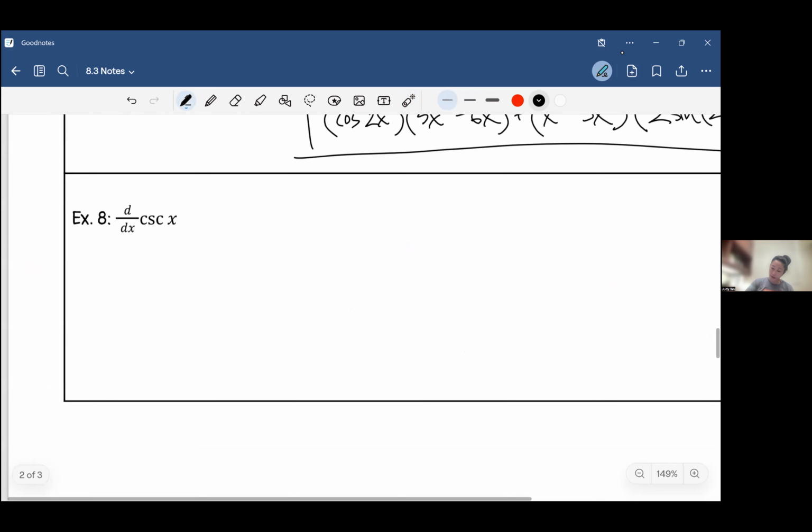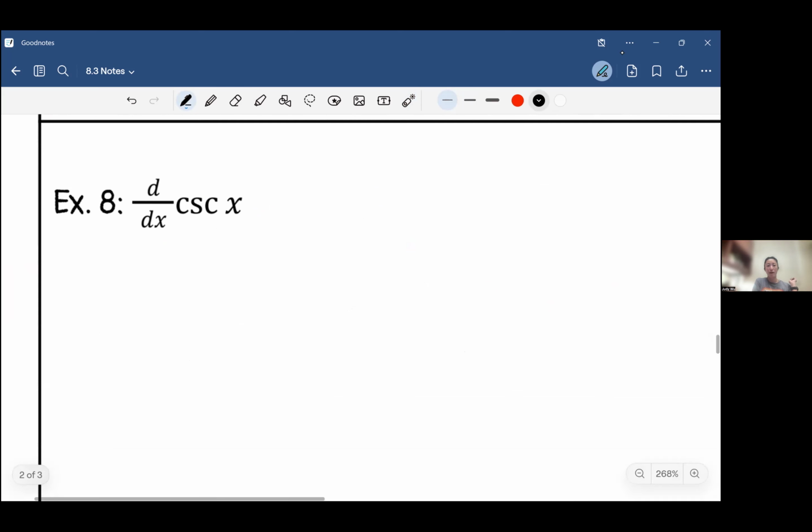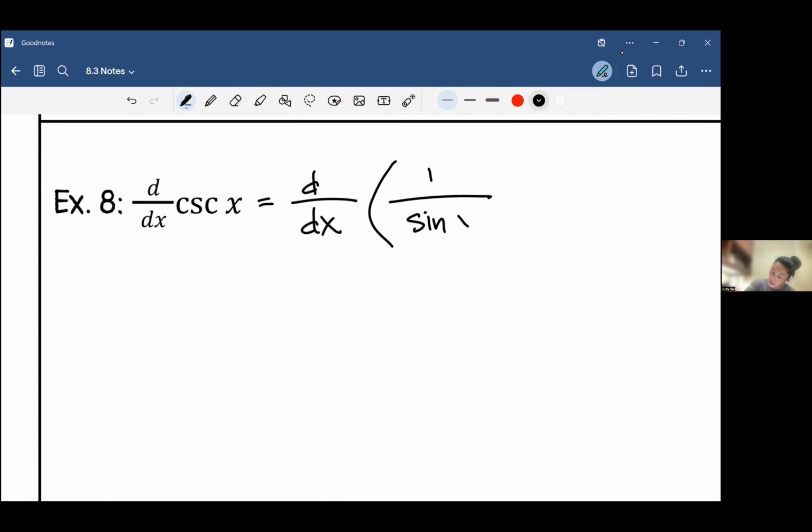All right, let's do one last example here. We've got d dx, so the derivative of cosecant x, okay? But here's where we're going to use what we know about trig. So remember that cosecant is the same as 1 over sine x, okay? That identity is going to be what we use to now take our derivative.